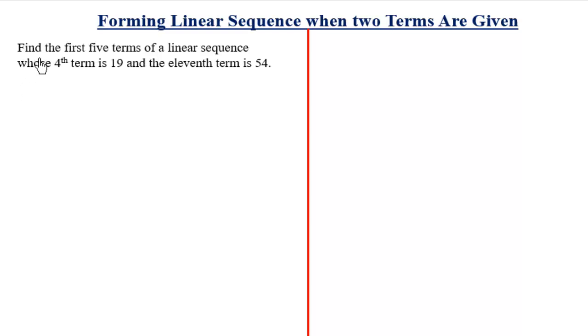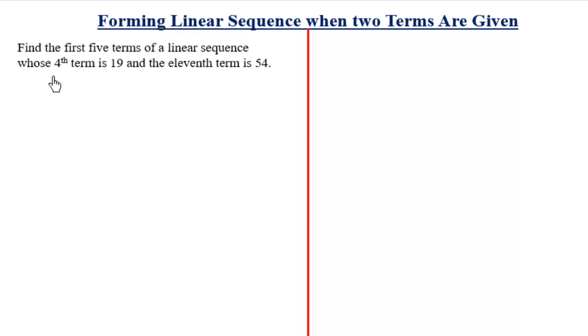Now the question is, find the first 5 terms of a linear sequence whose fourth term is 19 and the 11th term is 54. The fourth term is 19, the 11th term is 54. So let's see how we can get the linear sequence.